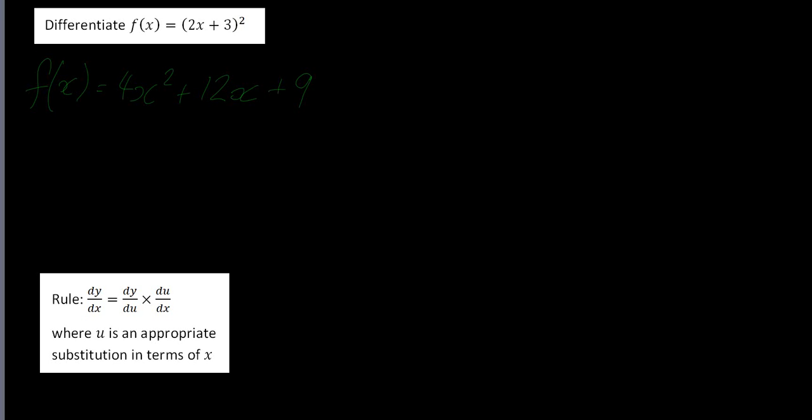And from here, if you want to differentiate, it's a simple matter of just taking the derivative of each component or each term. So when we have f dash, this is going to be 8x, 12x will be just 12, and this 9 over here, well, there's nothing over here, it's a constant. The derivative of a constant is 0, so we're just going to leave it as this one over here.